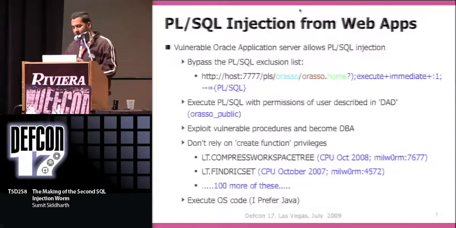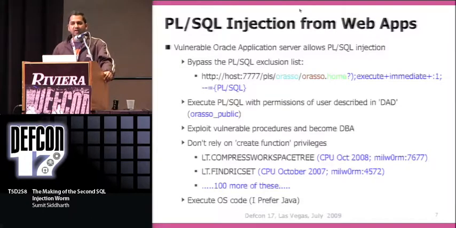So over here, this is how a standard Oracle application server's URL looks like. The part after PLS is called DAD, Database Access Descriptor. So this vulnerability allowed you to inject arbitrary PL/SQL, but the PL/SQL which you inject gets executed with the privileges of the DAD user. So from here on, as long as you can execute PL/SQL, you will then be able to exploit the vulnerable packages stored in the backend database, and then using the vulnerabilities in them, exploit them and become DBA.